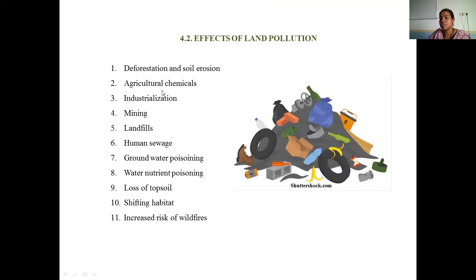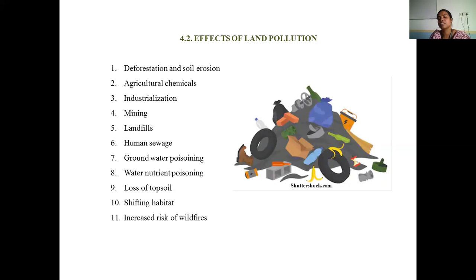Agricultural chemicals, if it rains, the chemicals you are using for your agricultural crops also run off, or they sediment in the land, which causes pollution. Industrialization, so the waste material they are again dumping into the land only. Industrialization, mining of minerals, landfills, human sewage, groundwater poisoning, water nutrient poisoning, not at all good for consumption. Loss of topsoil: we might have studied many layers of soil, so topsoil degradation will be there.